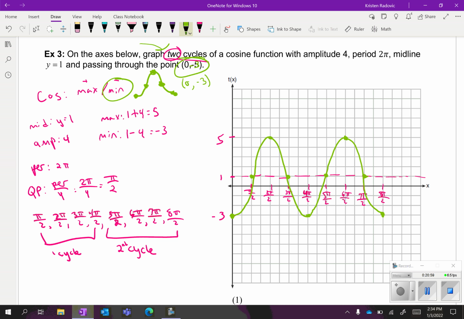2 cycles of the cosine function with the given parameters. Please make sure that you actually have all of those dots on the graph. If you don't have these main dots at the minimums, middles, and maximums, you are not going to get full credit even if your graph looks perfect and is drawn in all the right spaces. It has to have the coordinates to show you know where you plotted it.